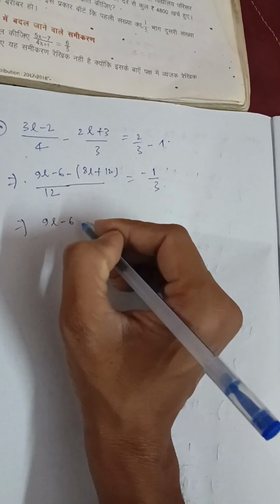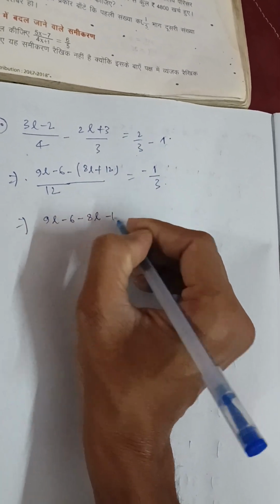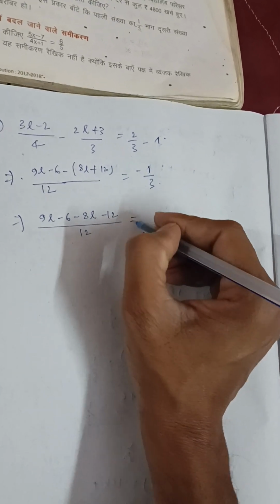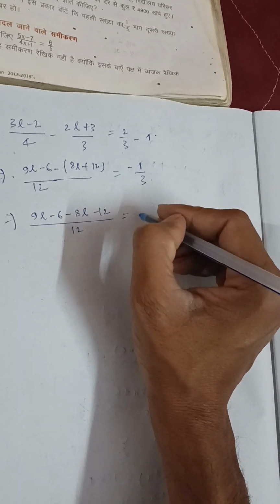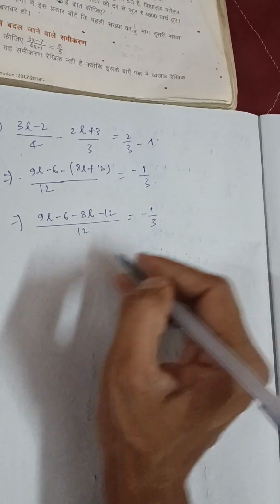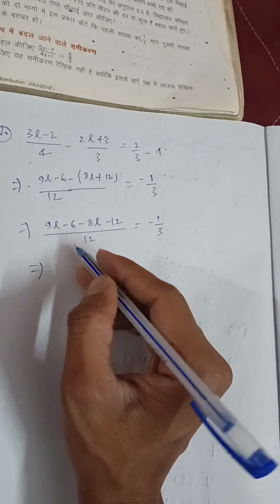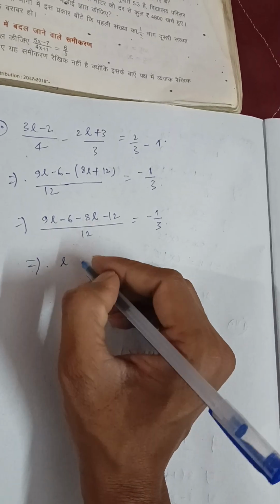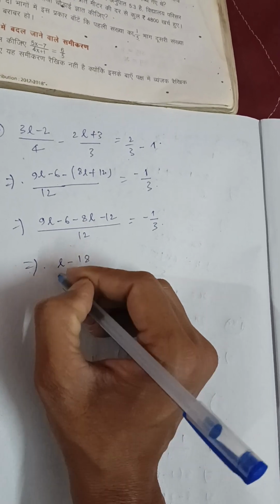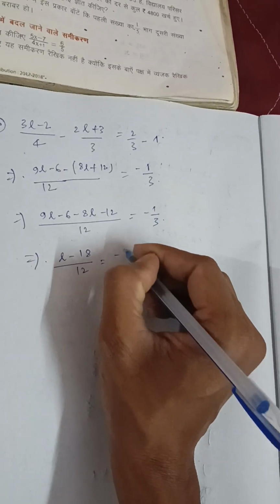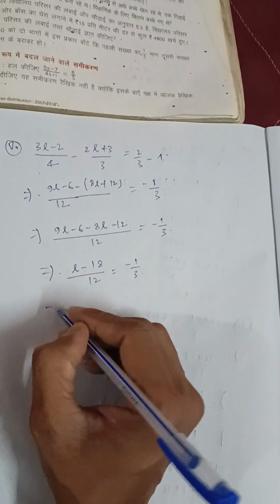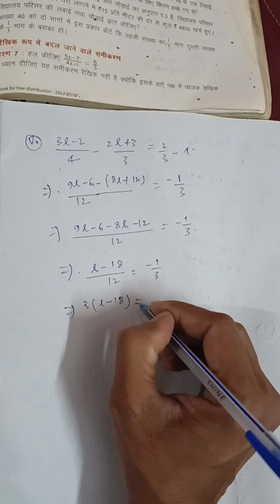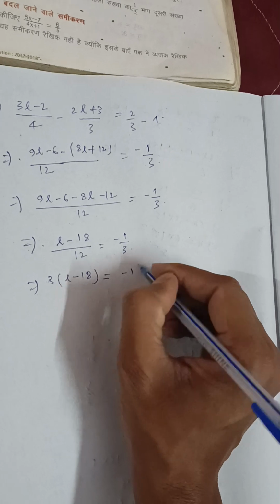(9l minus 6 minus 8l minus 12) divided by 12 equals minus 1 divided by 3. 9l minus 8l equals l, and minus 6 minus 12 equals minus 18, divided by 12 equals minus 1 divided by 3. So 3 into (l minus 18) equals minus 1 into 12.